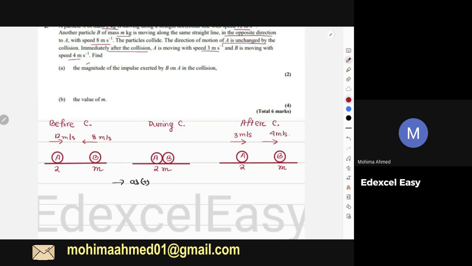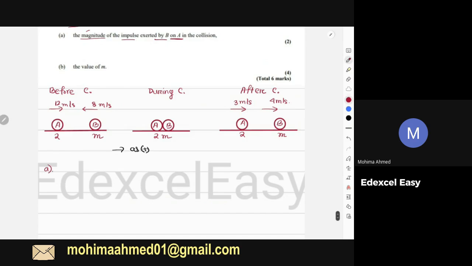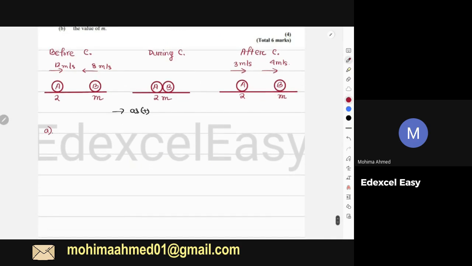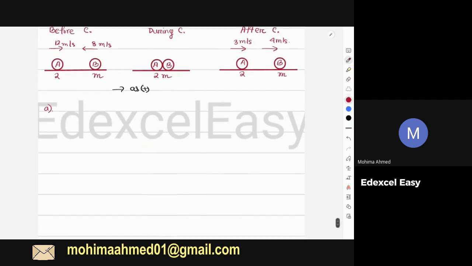And now they're asking to calculate the value. Sorry, first they're asking to find out the magnitude of impulse exerted by B on A. That means I'm going to use the information of particle A to calculate this. So for part A, they're asking you to calculate the impulse on particle A. Now, it doesn't matter even if after the collision they start traveling in the same direction. During impulse, they will exert forces on each other in opposite directions according to Newton's third law, right? So over here, before collision, particle A was moving towards right with 12 meters per second and mass was 2 kg.